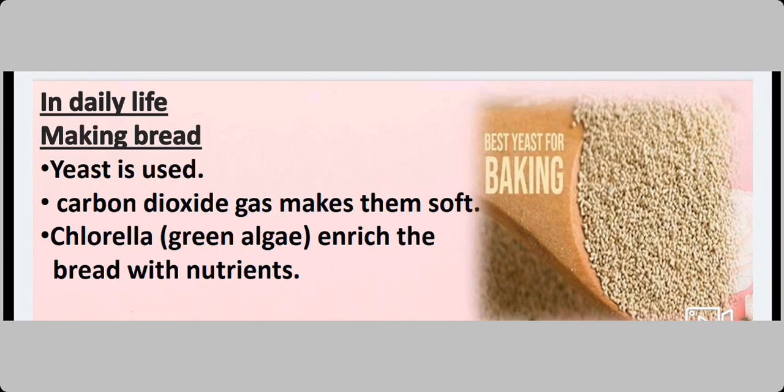See, in our home also we prepare idli batter. In that also, because of this fermentation process only, the batter is very soft. Bread and cakes are soft due to carbon dioxide gas. Then chlorella. Chlorella is a green algae which is rich in proteins and vitamins. It is added to the dough to enrich the bread with nutrients. So if you consume this green algae chlorella, you will get protein and vitamins.